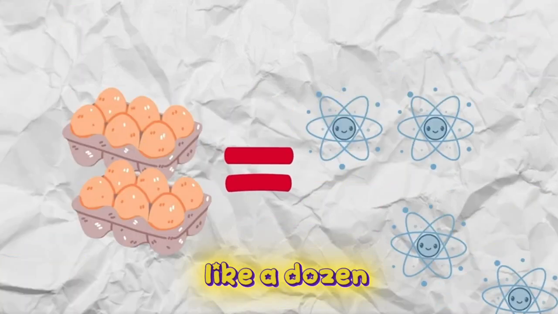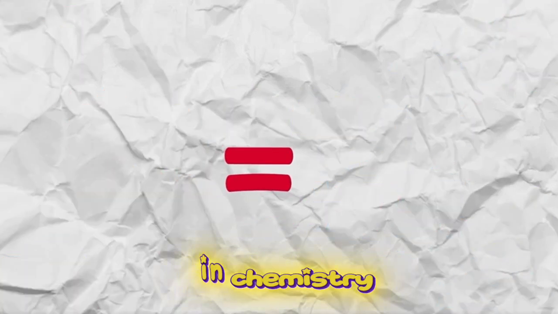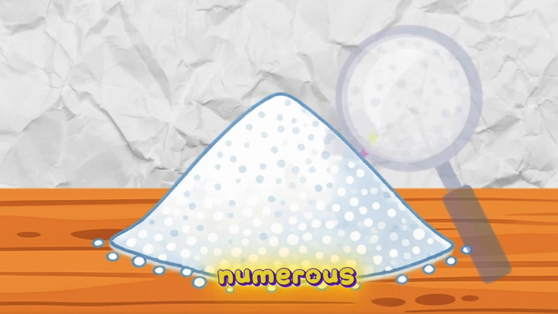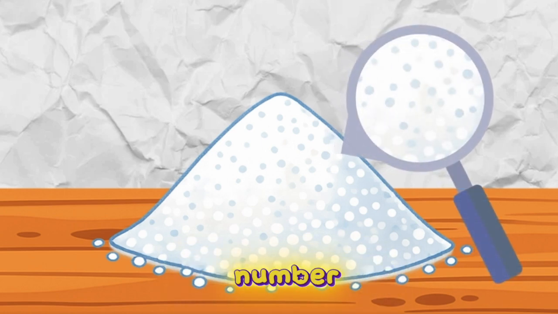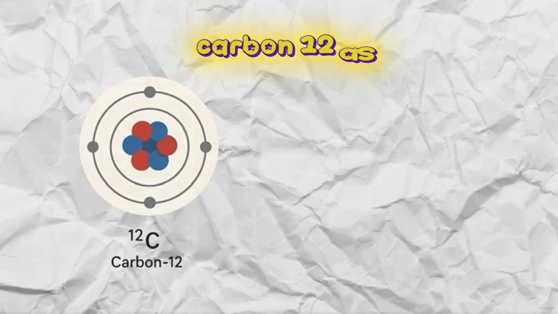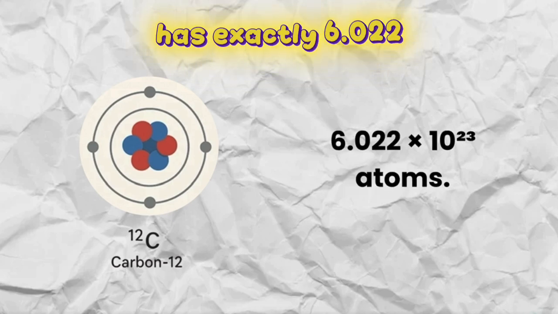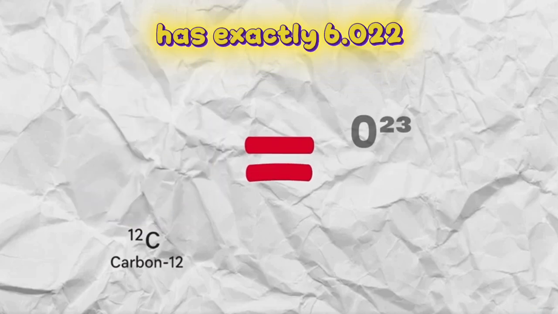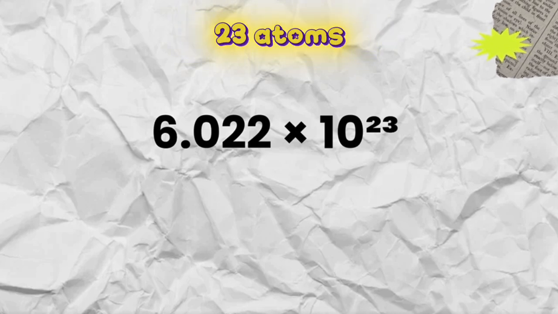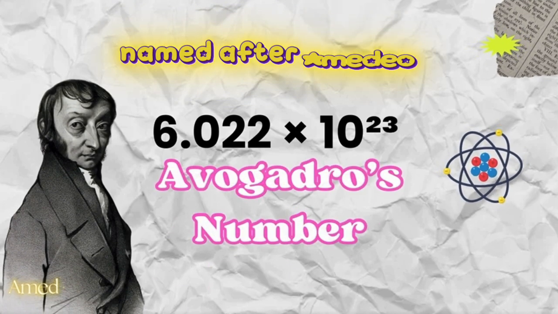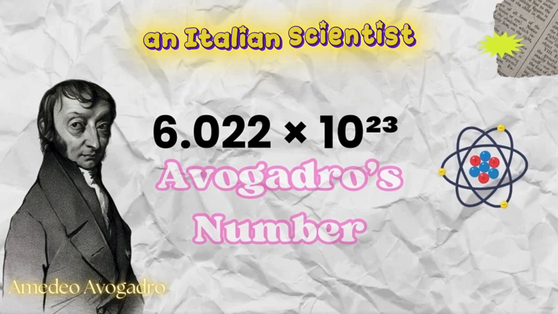A mole is like a dozen, but for atoms. In chemistry, particles are super tiny and super numerous, so we use a much bigger number. Scientists pick carbon-12 as the reference. 12 grams of carbon-12 has exactly 6.022 times 10 to the power of 23 atoms. That's Avogadro's number. This number is named after Amedeo Avogadro, an Italian scientist.